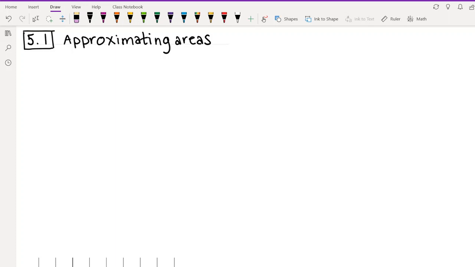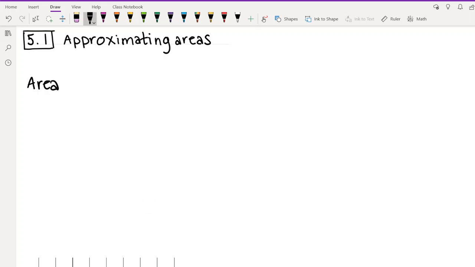Hi everyone! So in this video, we're going to start talking about one of the most important topics in Calculus 2, which is approximating areas. So I want to start by just talking about, what does the word area even really mean? Area refers to a measurement of space, right? But specifically, it's two-dimensional space.